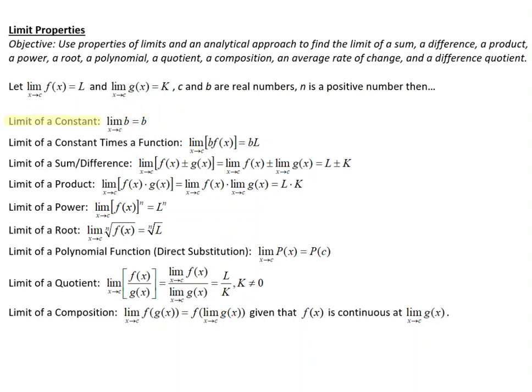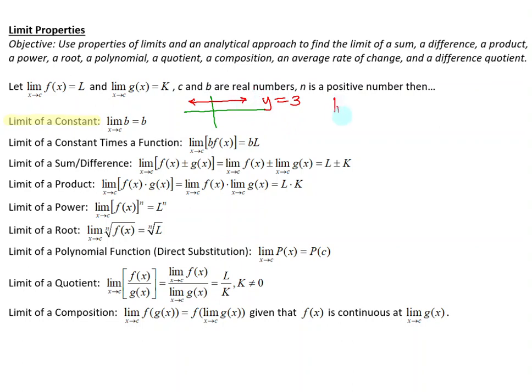Well, that looks simple, and if we think about it graphically, it really is. Drawing a coordinate plane, I'm going to graph a constant function. Let's think about the function y equals 3. It is a horizontal line. No matter what x is, the y value is always 3.